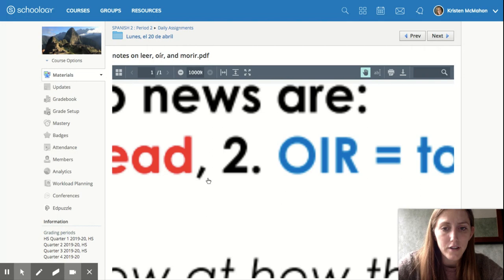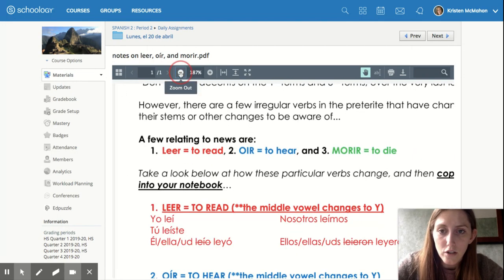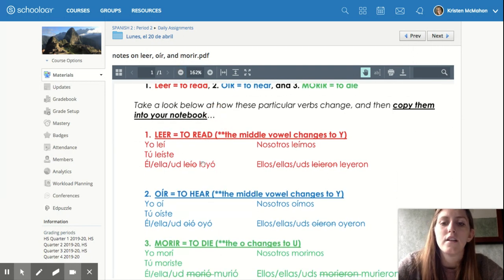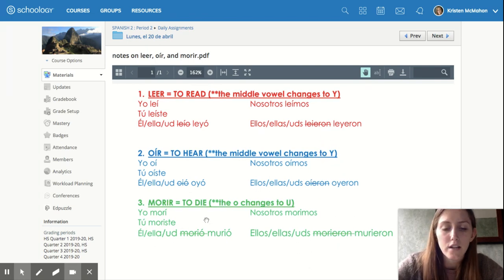So those are our 3 verbs. Those are our 3 verbs. With leer, the middle vowel changes to a Y in the third person: leyó, leyeron. Oír, the middle vowel changes to a Y: oyó, oyeron. And then morir, the O changes to a U: murió, murieron. And those are our 3 verbs in the preterite tense that are stem changers for right now.